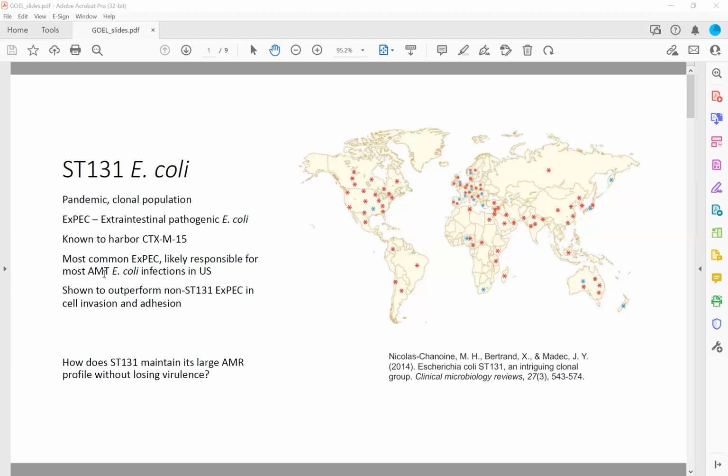What's also interesting is that ST131 has been shown to outperform non-ST131 ExPEC in some virulence factors assays, specifically cell invasion and adhesion, which is really interesting because, again, ST131 commonly is very antibiotic resistant. It carries a lot of these AMR genes. And the idea is that something that is putting in so much effort and energy and resources into maintaining such a large set of extra genes might have to sacrifice virulence genes and other genes as sort of a fitness trade-off. But with ST131, we don't really see that. So that leads to some very interesting questions about this particular organism.